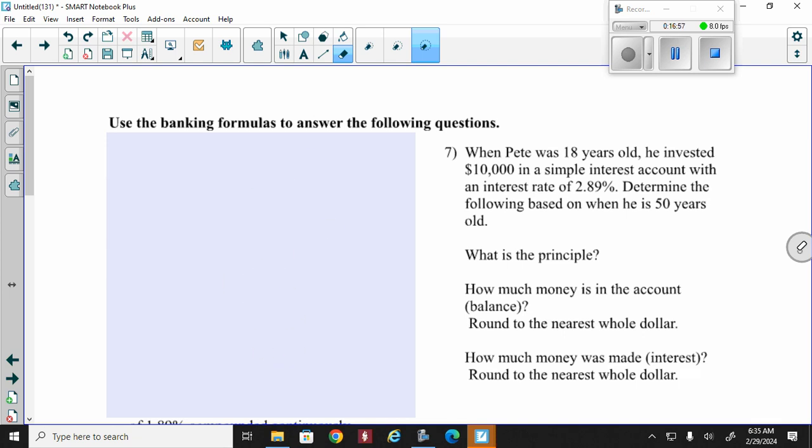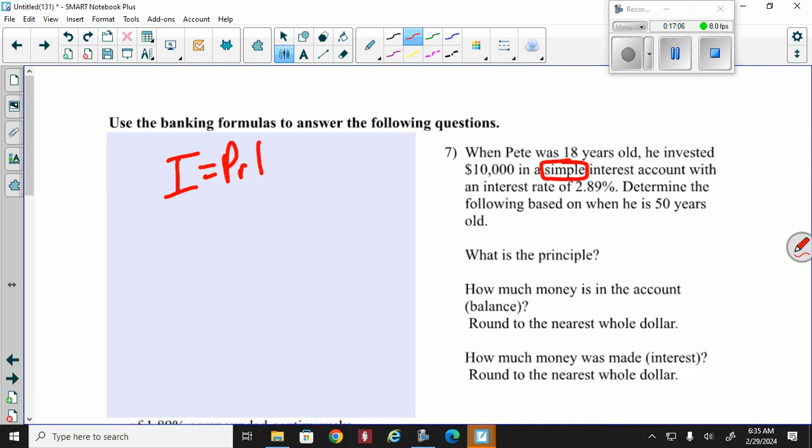When Pete was 18 years old, he invested $10,000 in a simple, there we go, word association, simple. Because of the fact that it's simple, I know it's I is equal to PRT. So P, again, is what we're starting with, which is 10,000. So I already know the answer to this first question.